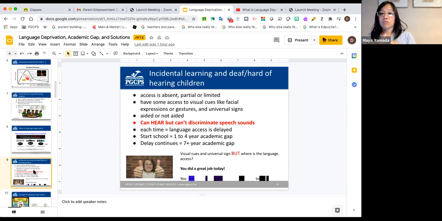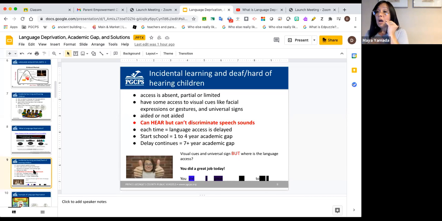Okay, and one last thing, in the red bold, there are many deaf and hard of hearing children who are aided. They wear a hearing aid or they wear a CI, and some do great, and some can access beautifully. And some still struggle to access language with a CI or a hearing aid. And remember, every situation is different. Every environmental situation is different.